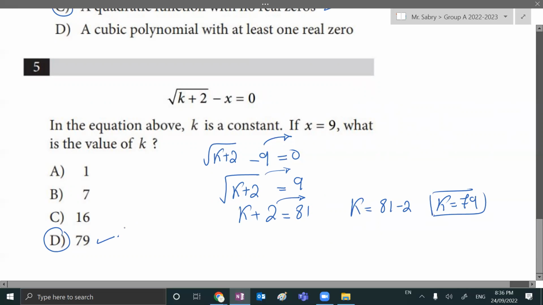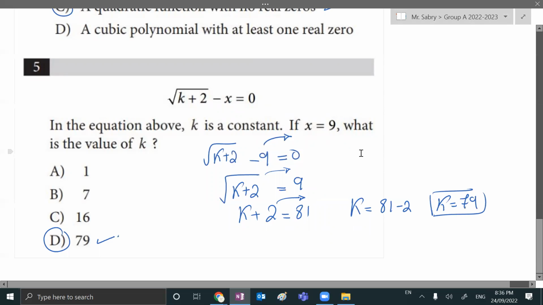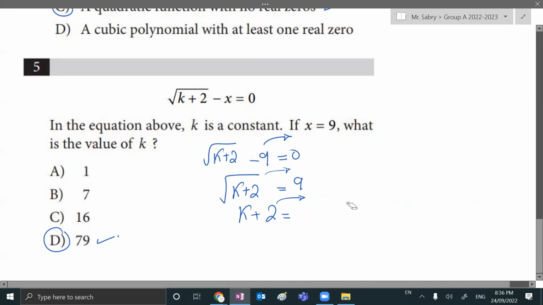Are we all good? Awesome. Mister, could you explain that again? Of course. Which part do you think is a bit confusing? The whole thing, Mister, I was just a bit confused. Okay, so what's the first step that we need to do whenever we have an x? Whenever you're given that x is equal to 9, what do you think the first thing needs to be done?